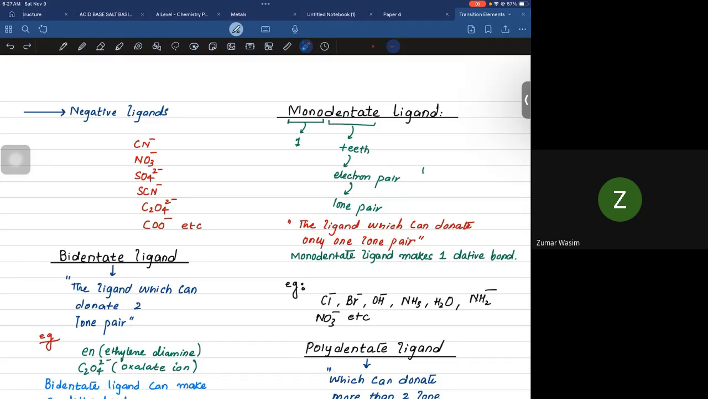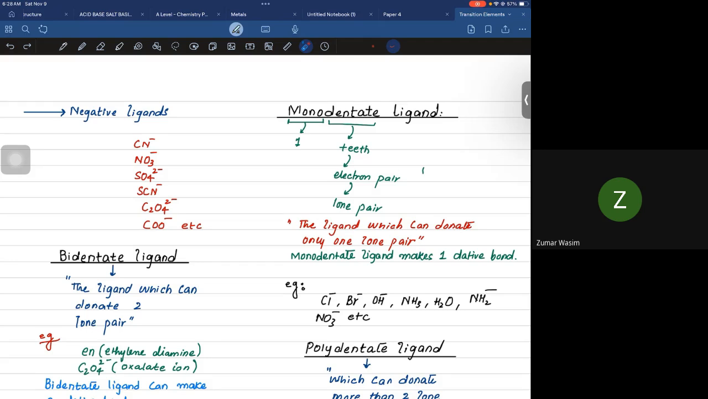Apart from this, you must know the types of ligand on the basis of the sharing of lone pairs. Some ligands can share one lone pair. Some ligands can share two lone pairs. Some ligands can share three lone pairs. Some ligands can share more than three lone pairs. So you must know this.